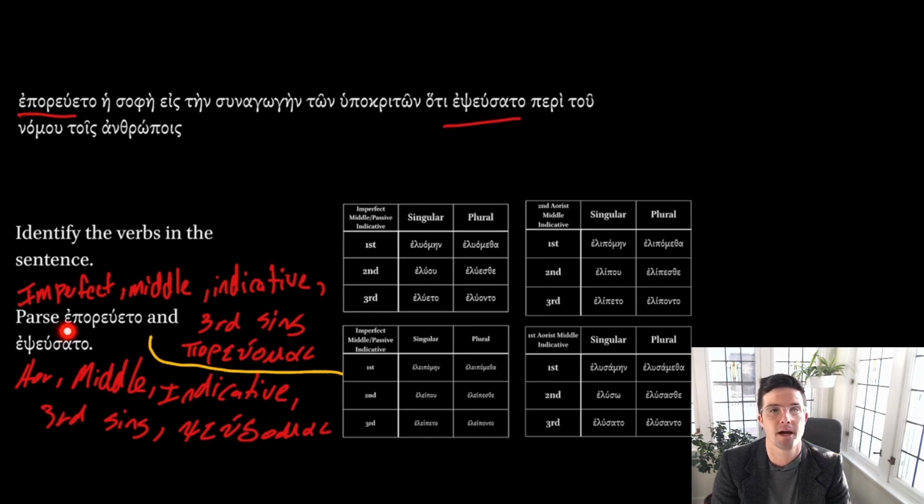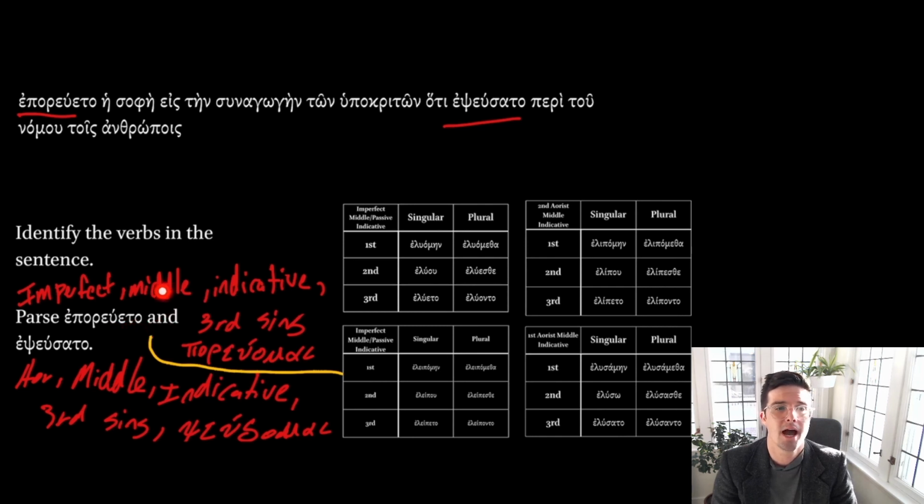So the epsilon here as the augment is going to tell us we have past tense, either imperfect, aorist, or perhaps pluperfect. And in this case, we're going to have an imperfect because of the form or the stem that it's built on. Poreu, notice, has not changed. There is no sigma alpha added for the first aorist, and there's no change of the stem altogether for the second aorist.